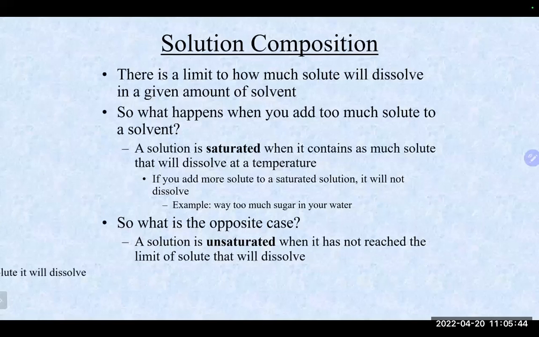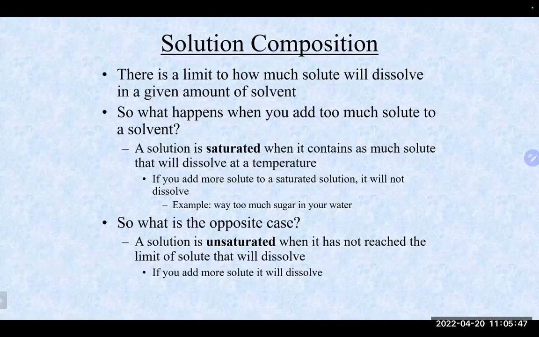So what happens if we have a situation where we added too much solute to the solvent? We get what is known as a saturated solution. A saturated solution is pretty much a solution that has hit the point where no more solid will dissolve. So at that particular temperature, you've got as much solid in that solvent as you could get to dissolve. What that means is, if you're at that point and you continue to add solid to it, it will not dissolve. It'll just start piling up on the bottom of the beaker or the test tube.